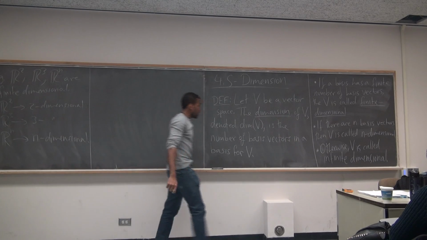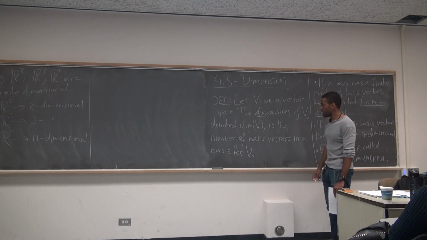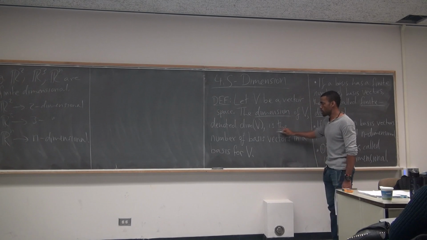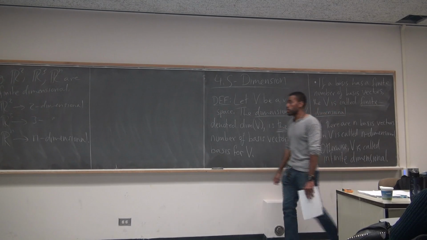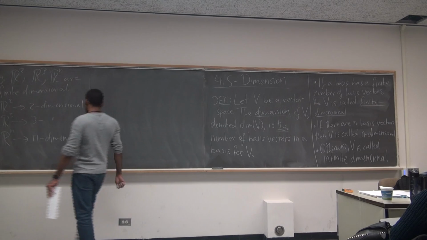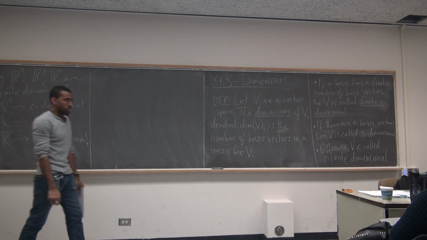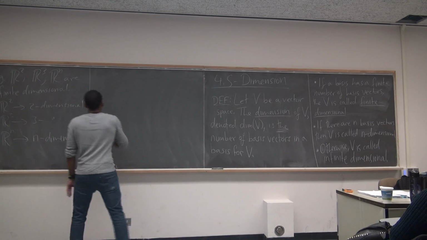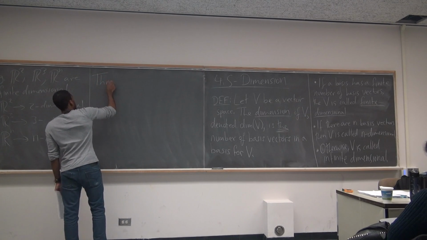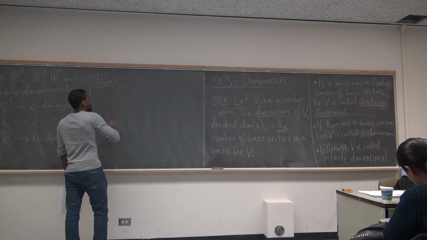Another important fact. Notice that in my definition here, I said it is the number of basis vectors. But we remember that bases aren't unique, so then it stands to reason, would all bases have the same number of vectors? It turns out that they do. In fact, that's a theorem we're not going to prove, I'm just going to mention it.